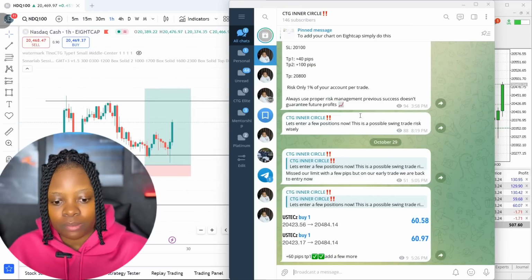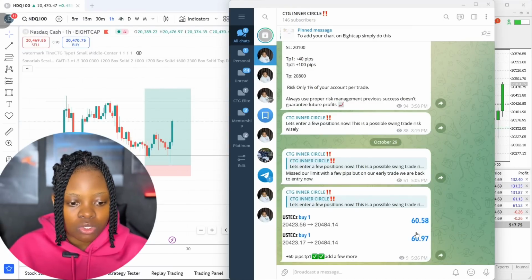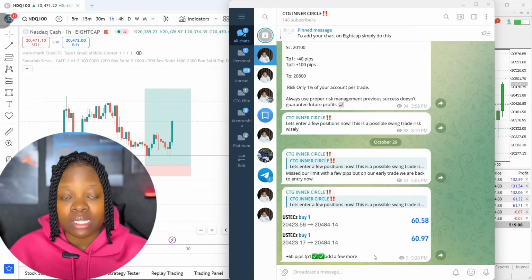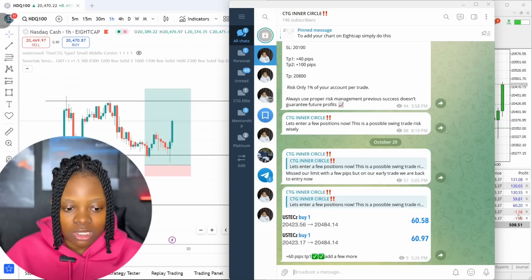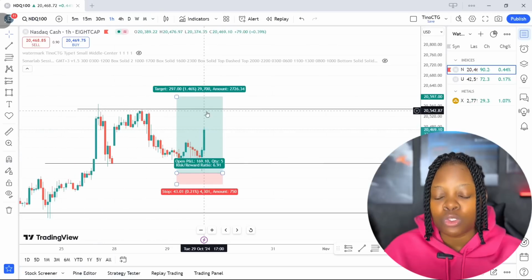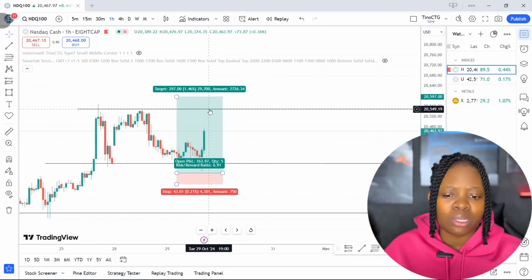TP1 hit for 60 pips, and let's add a few more positions. So we want to take advantage of this trade because it missed our limit, right? Now these are added positions right over here, and we're just going to ride it up to this level at the top. Nasdaq has to actually break that level.